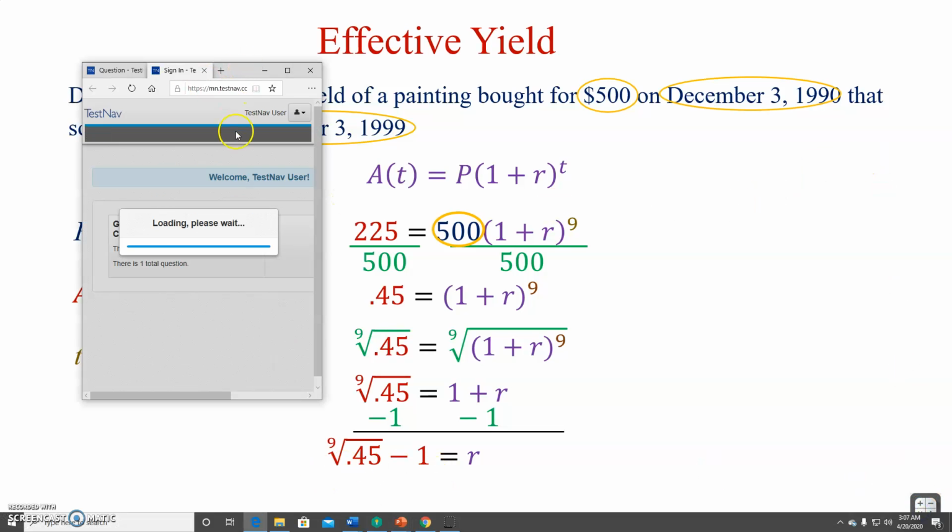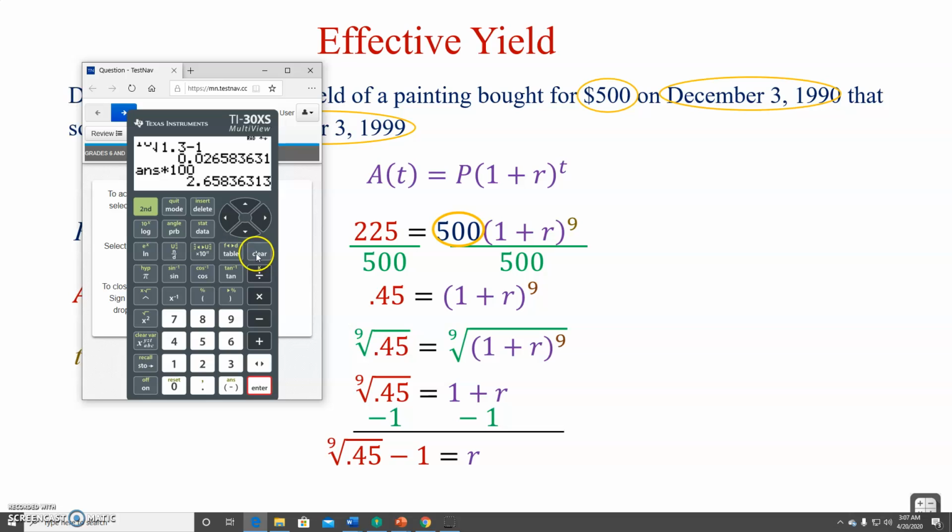So let's see what we get here. We don't need this, let's clear it. 9 is my root index. Second, and there's the root button again, and 0.45. Move the cursor over. Minus 1.